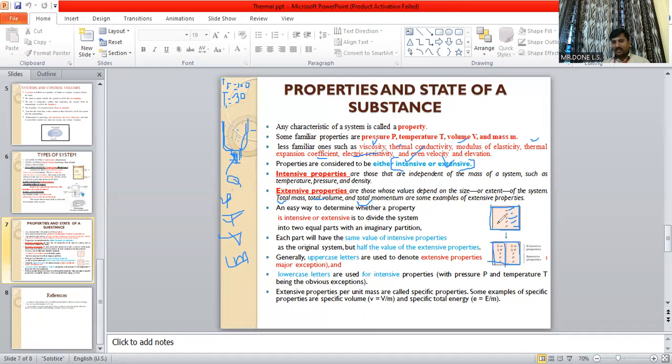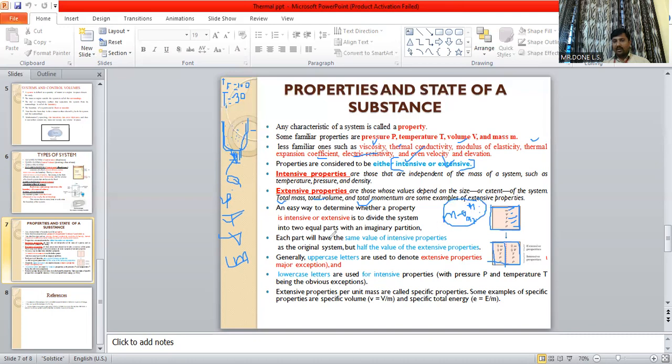The mass M is converted into M1 and M2, and the value of M1 is equal to half M, and the value of M2 is equal to half M. This halving indicates that mass is an extensive property.